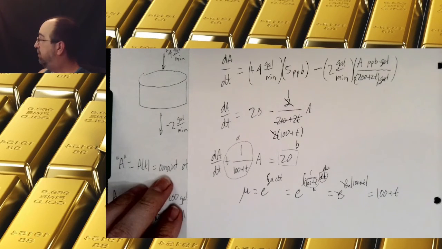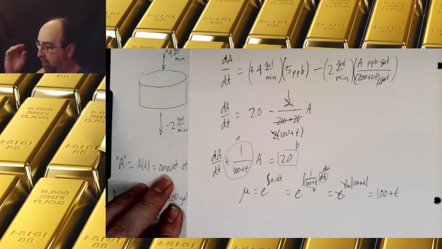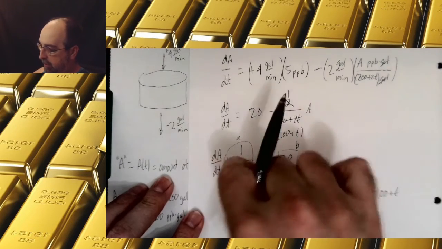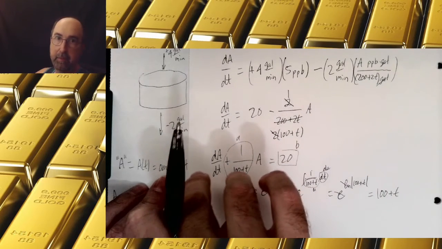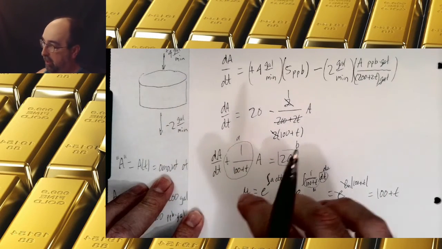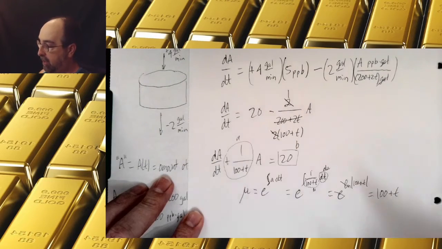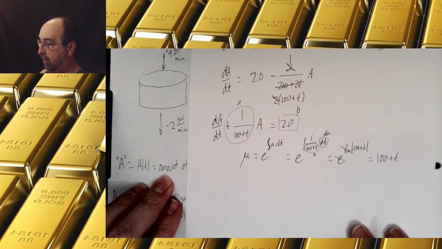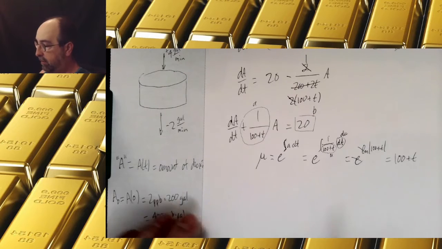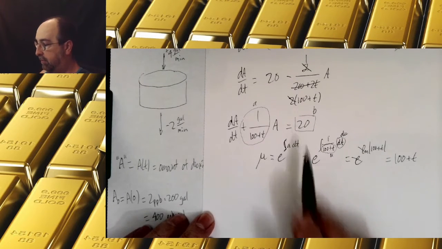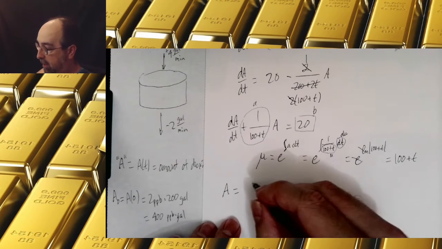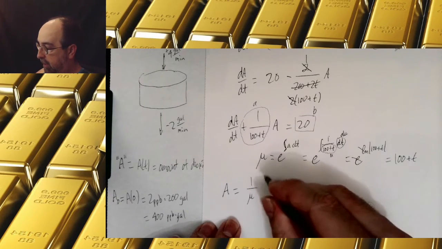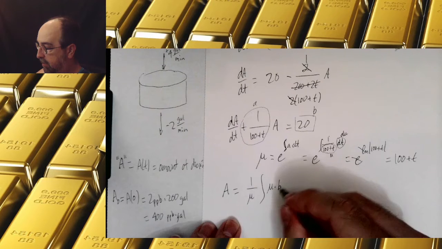Now, this can be finished a long way and a short way. The long way would be to multiply this, and this, by mu and show that the left side is an exact derivative of a product rule, and then you'd have to integrate the right side. But most teachers will show that you can use this mu to cut to the answer. In this case, you would have the formula for A is 1 over mu times the integral of mu times b dt.